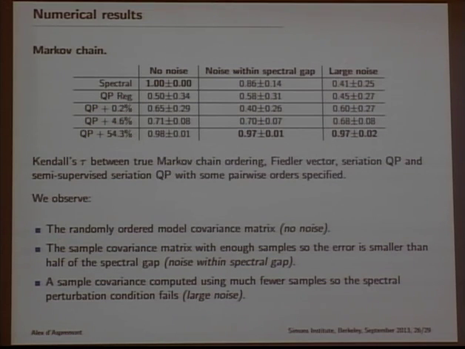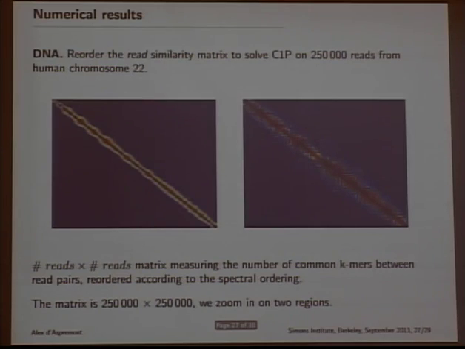That's nice. And you see also that this is monotonic in the number of pairwise information, observations, you get. And so it seems that the semi-supervised version works. Okay, and to finish, I'll show results on DNA.